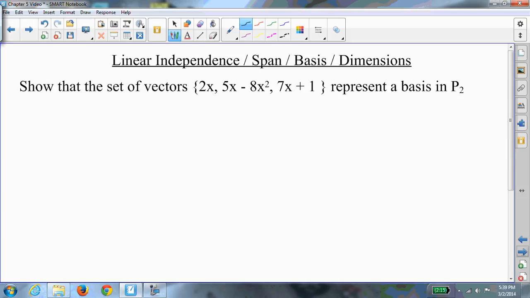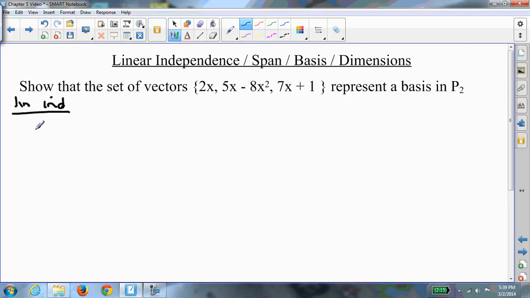Now let's take a look at our other vocabulary, the idea of how we can relate vectors to each other and use vectors to categorize things like bases and dimensions. The first thing I want to start with is I have three polynomials here, and I want to show that they represent a basis in P2. Basically what that means is that they have to be linearly independent. If it's a basis, it has to be linearly independent, and it has to span all of P2. So I'm going to use this to review linear independence.